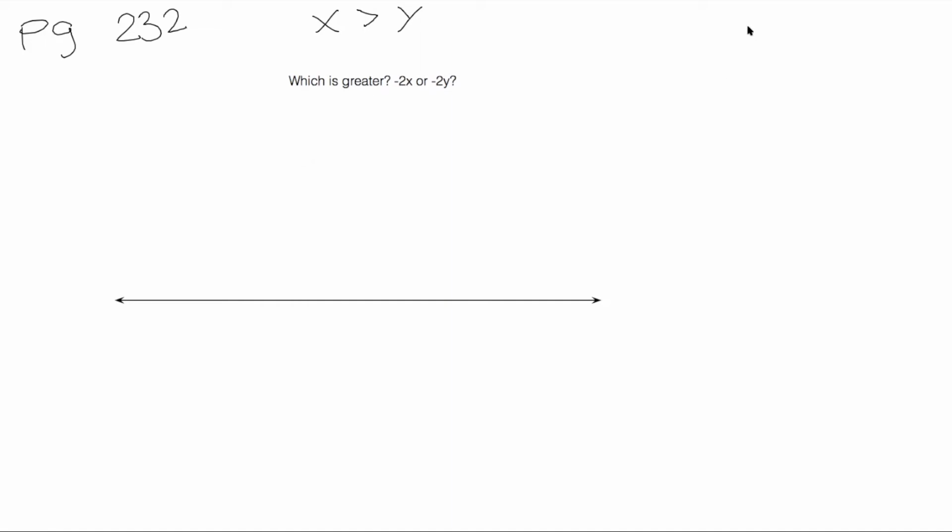So we're talking about a special case where we multiply both of these by a negative number. So let's say, I'll maybe just want to introduce this as an example. Let's say x is 2 and y is 1.